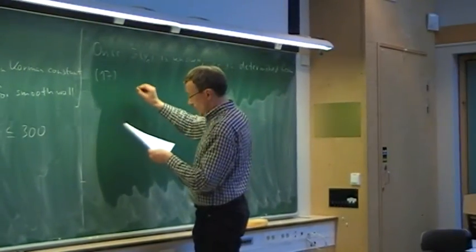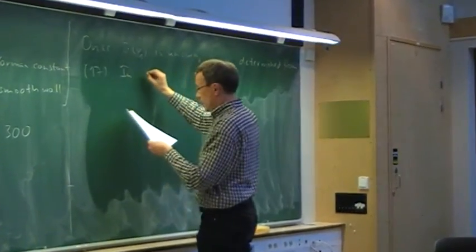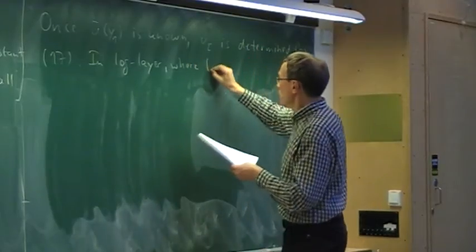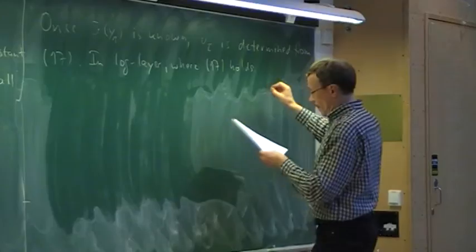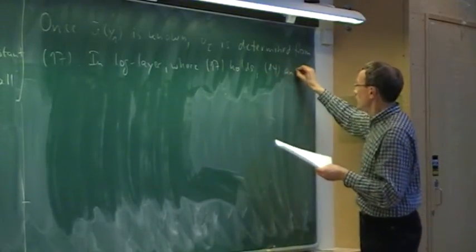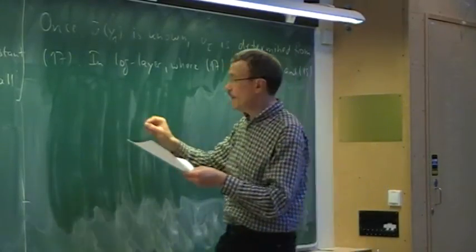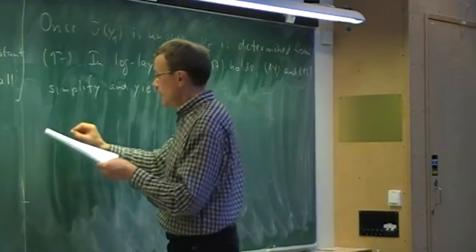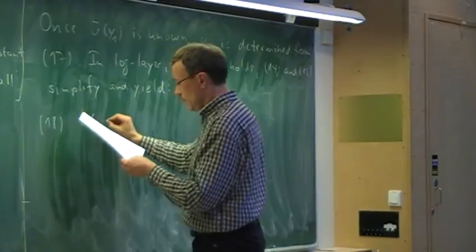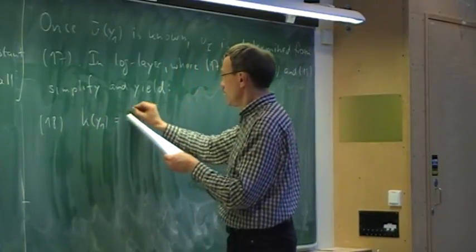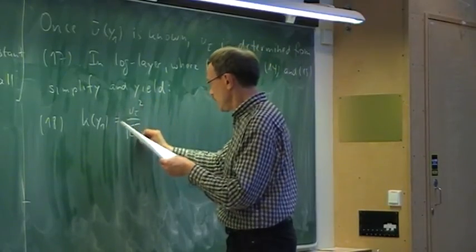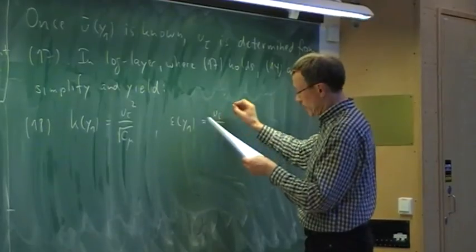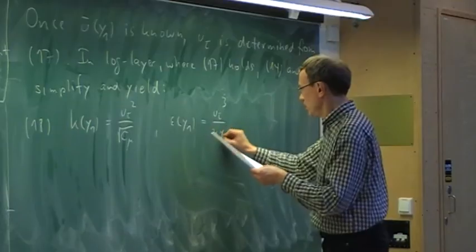So then in the log layer, where the law of the wall holds, the equations for turbulent kinetic energy and dissipation rate, 14 and 15, simplify and yield, that is 18, the k of y1 gets u tau squared over the square root of c mu, and the epsilon of y1 gets u tau to the power 3 divided by kappa y1.